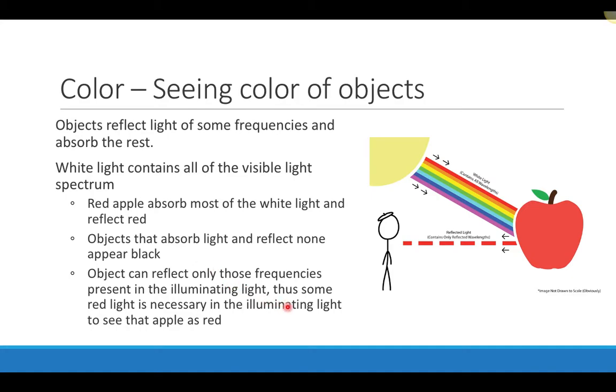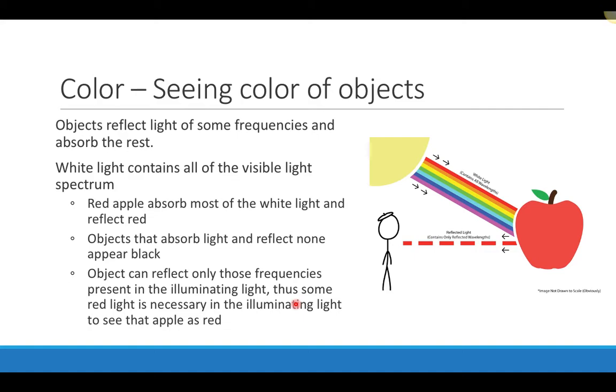The other thing that's important is that objects can only reflect frequencies that are present in the illuminating light. What does that mean? It means that in order to see this red apple, there has to be some red light actually hitting the apple and reflecting back off. If there was no red light in the visible spectrum hitting the red apple, then I would not see that apple as being red.